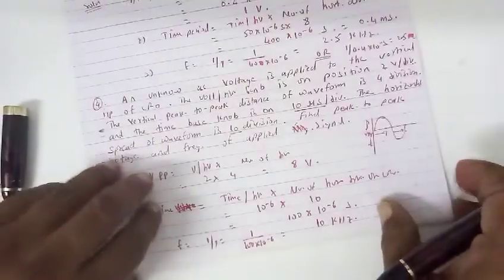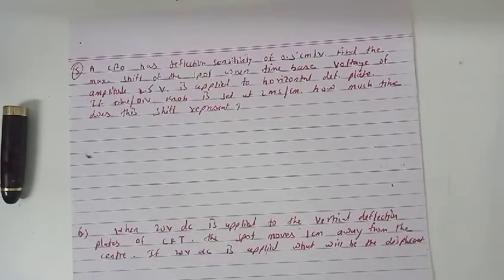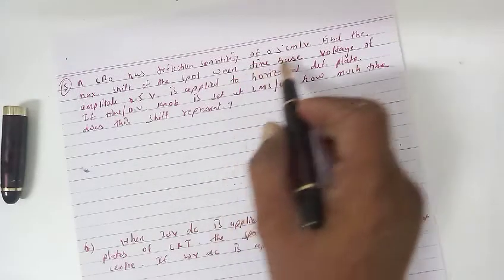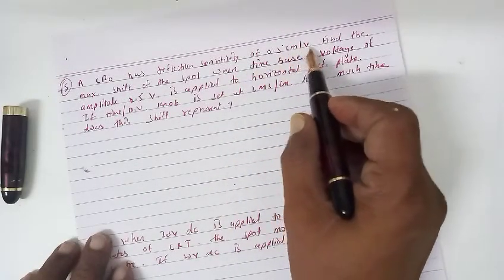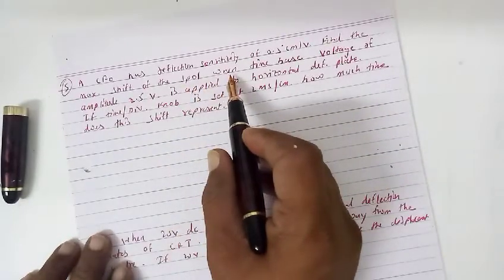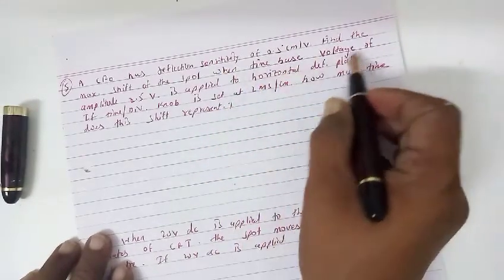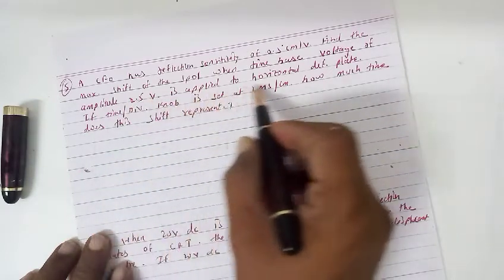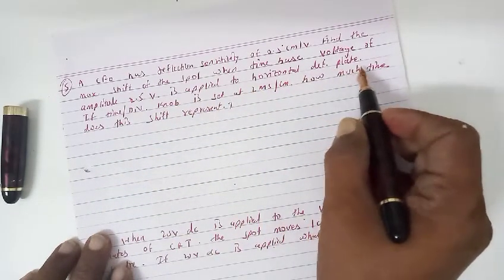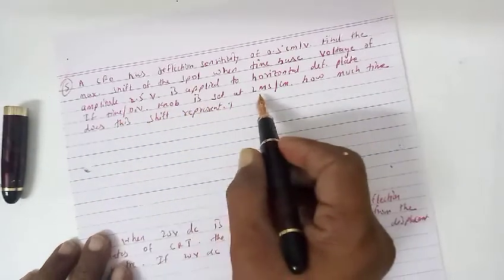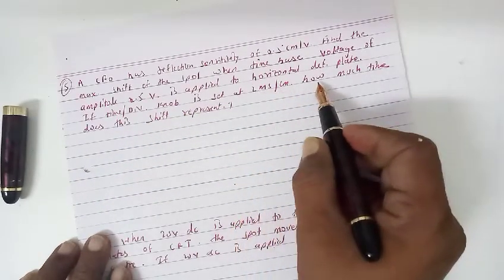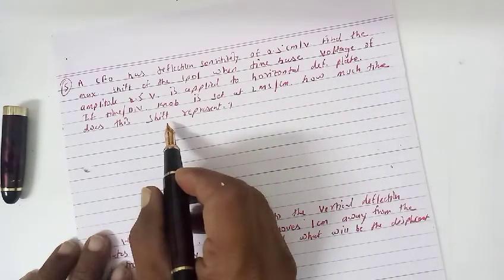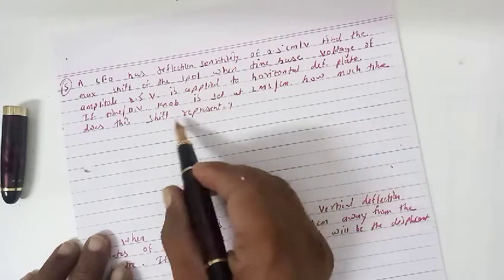Next we will see, the CRO has a deflection sensitivity of 0.5 centimeter per volt. Find the maximum shift of the spot when a time base voltage of amplitude 2.5 volt is applied to the horizontal deflection plate. If the time per division knob is set at 2 millisecond per division, how much time does the shift represent?